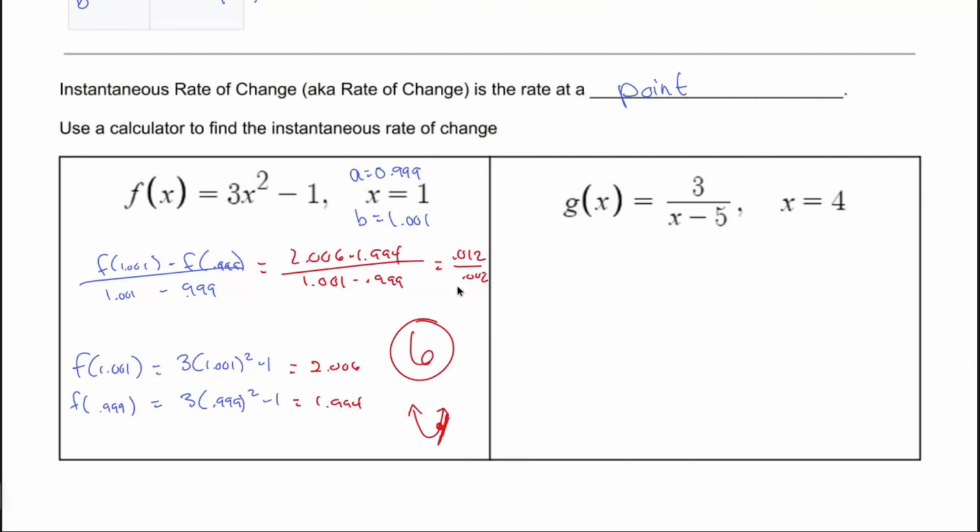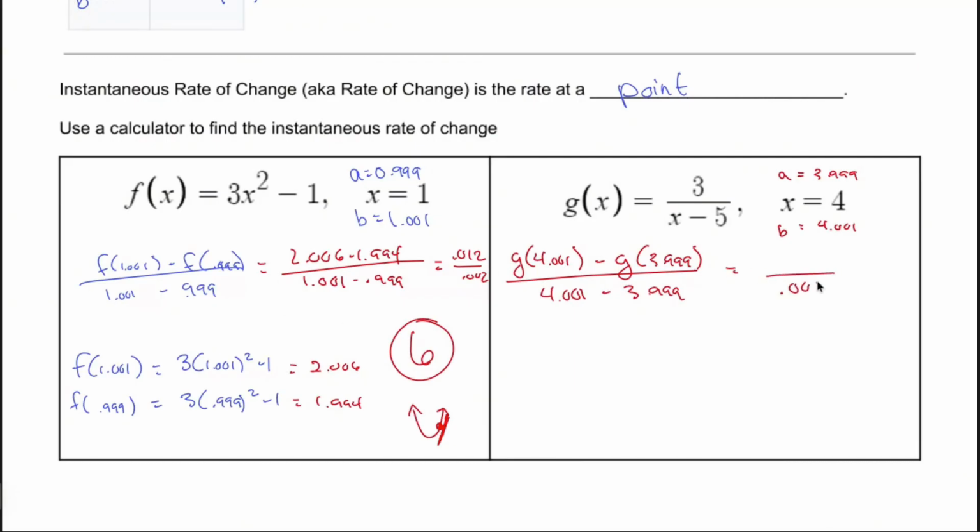Let's see if we can get away with this guy without the use of a calculator. We'll do a little bit less than 4, so 3.999. We'll do a little bit more than 4, so 4.001. And so we need to find G of 4.001 minus G of 3.999, all over 4.001 minus 3.999, which based on the last problem, we know what that bottom part's going to be. It's going to be 0.002.